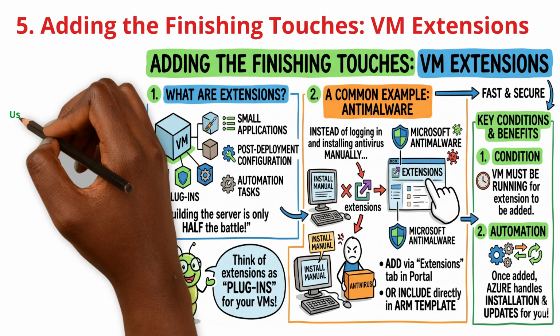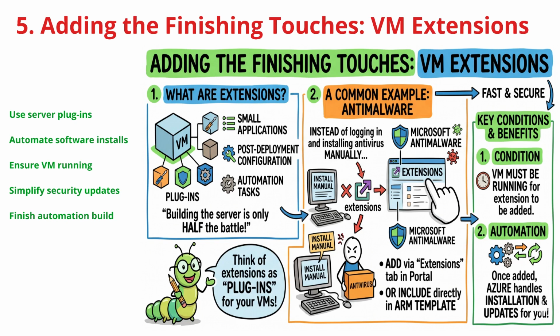Once your server is built, the job isn't quite finished. To make your virtual machine truly functional, you need to install software and configure settings. This is where VM extensions come in. Think of these as plugins for your server. Instead of the tedious process of logging into each machine and installing software like anti-malware by hand, you can simply add an extension. Whether you do it through the Azure Portal or directly in your ARM template, Azure takes over the heavy lifting. Just remember, the server must be running for the extension to install. Once it's set, Azure handles the installation and all future updates automatically, keeping your kingdom secure and up to date.